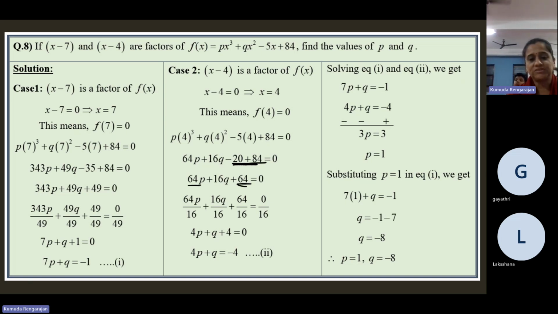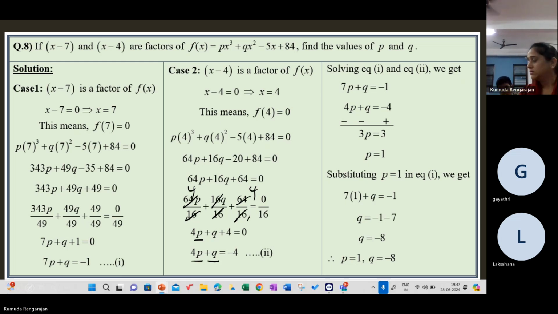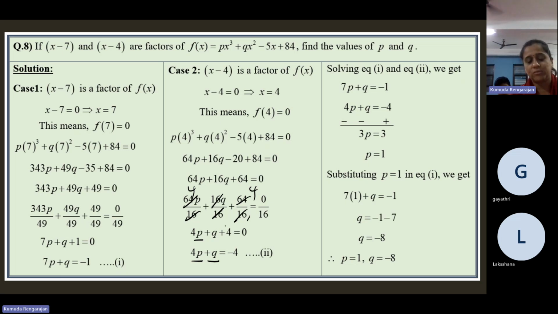And these three numbers, 64, 16, and 64, have 16 in common. So divide all the terms on the left-hand side and right-hand side by 16. And that gives you 4P, because 4 times 4P, 16, 16 cancel. So Q, 16 ones are 16, 16 fours are 64, is equal to 0. Now have the unknowns 4P and Q on one side, take the constant to the other side, plus 4 becomes minus 4. Now we have two equations.